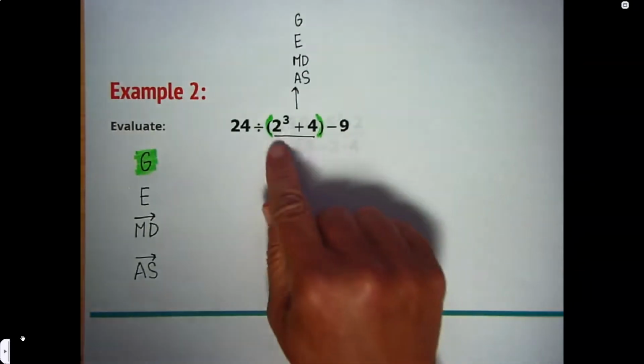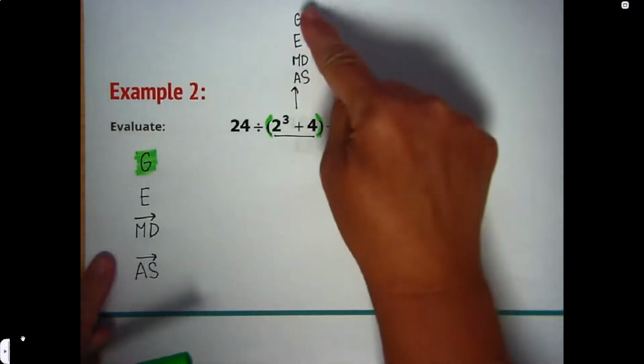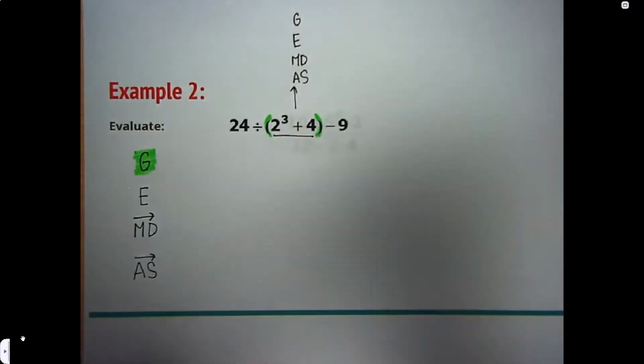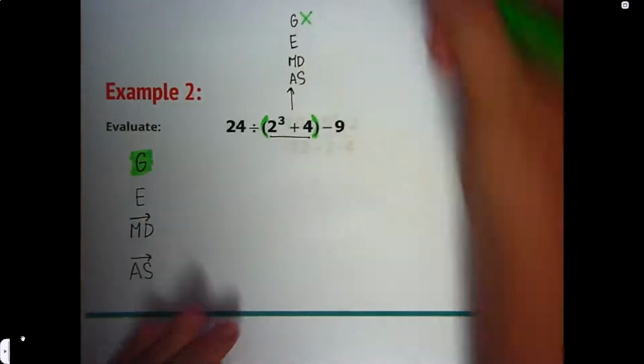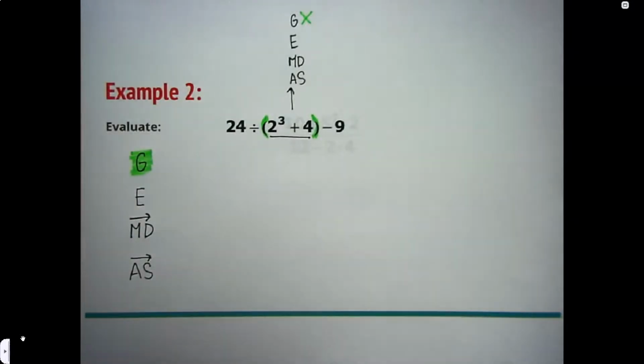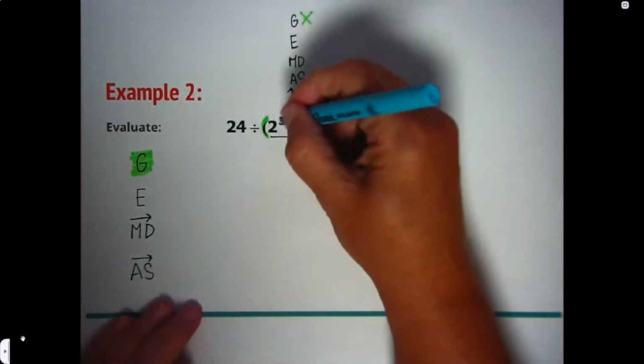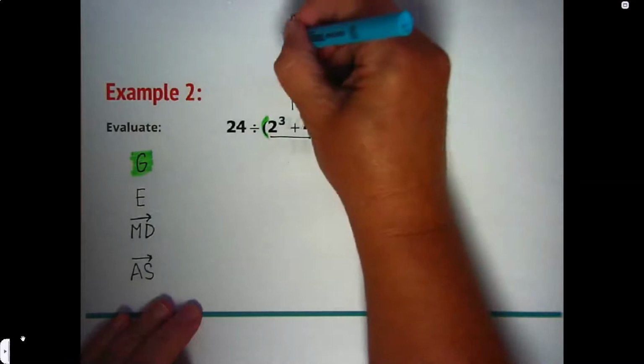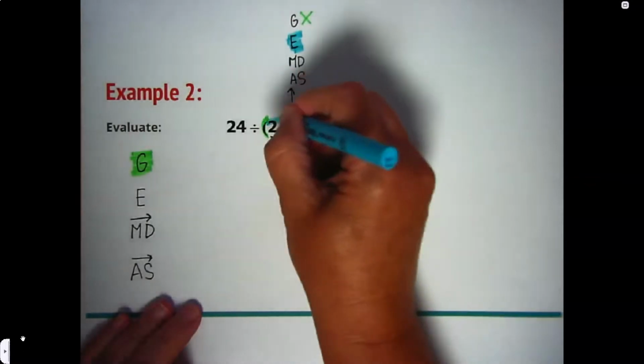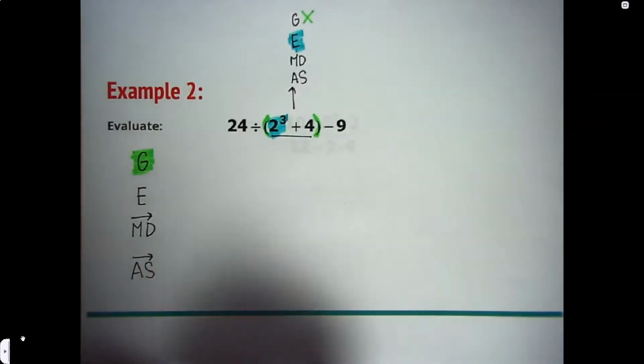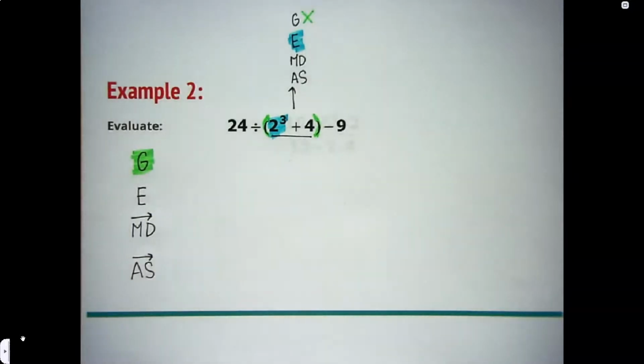Okay, so does 2 to the third power plus 4 have grouping symbols? No. So that's done. Does 2 to the third power plus 4 have an exponent in it? The answer is yes. It has 2 to the third power, so I've got to do that. All right, so here we go.